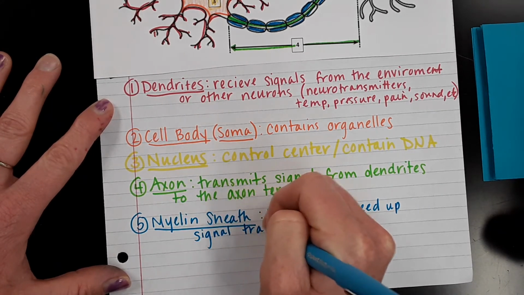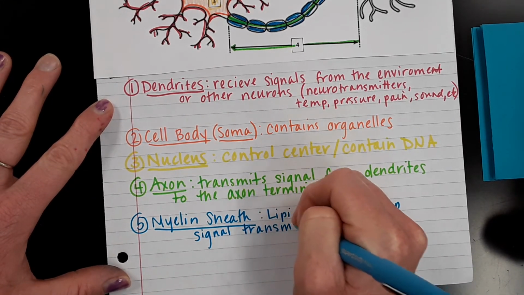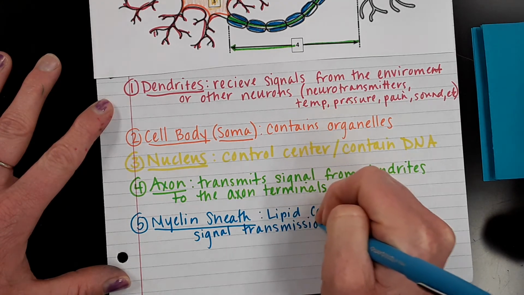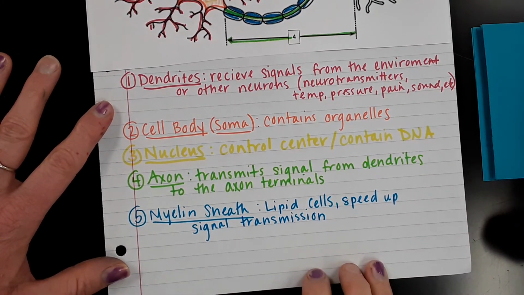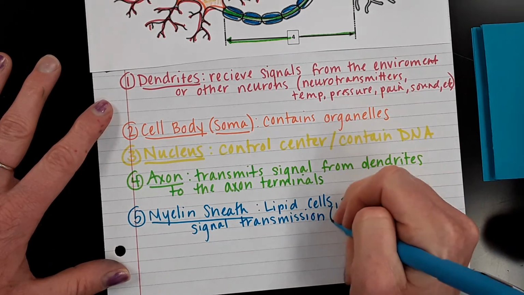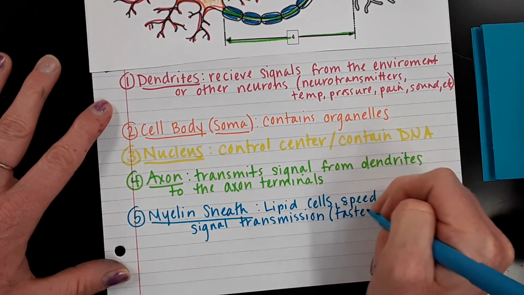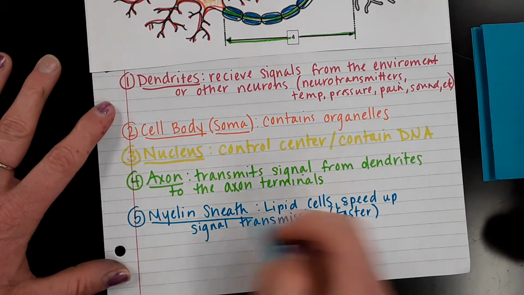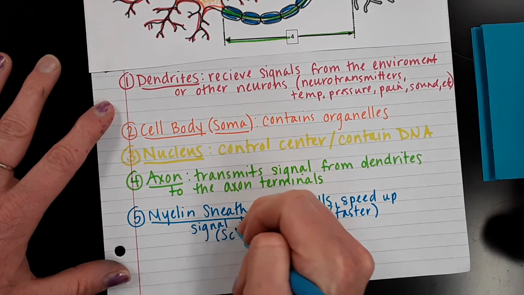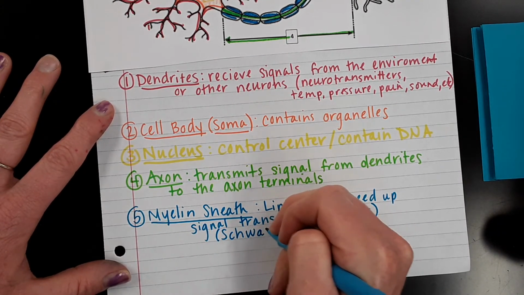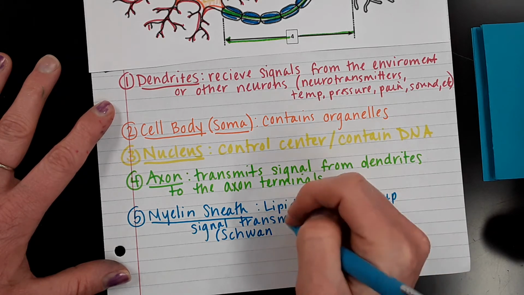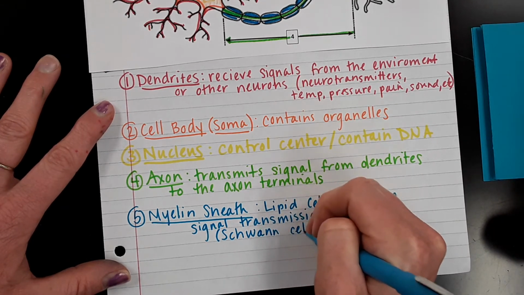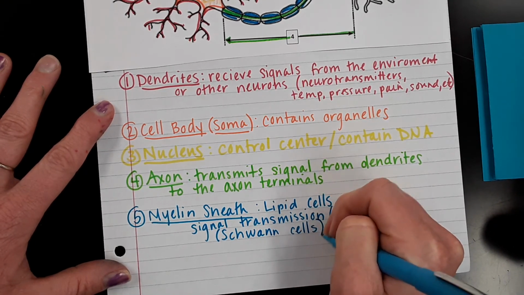Now, sometimes after someone has a nerve injury, their nerves become demyelinated and then their signals move slower. So things are going to move faster where there's myelin. These cells are also called Schwann cells. So if you guys remember Schwann from the cell theory, he found these cells and they were named after him. So these are called Schwann cells.